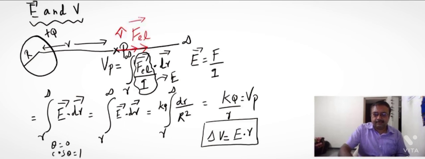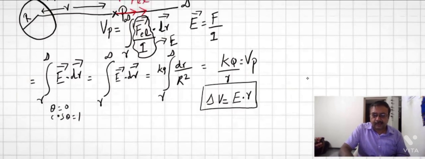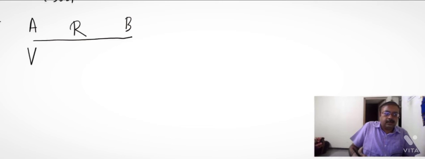Now let's look at another situation. Let's choose 2 points. Let's take a point A and another point B. These 2 points are separated by a distance r. The potential at this particular point is going to be VA. The potential at this particular point is going to be VB. So what is the potential at VA?